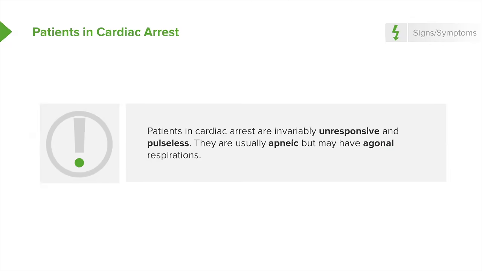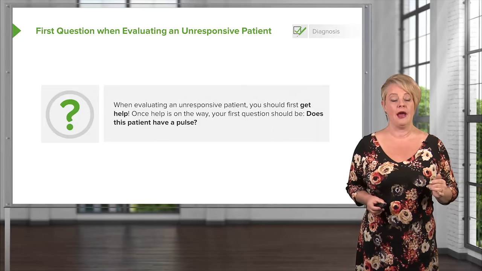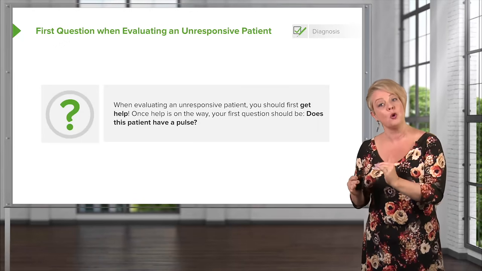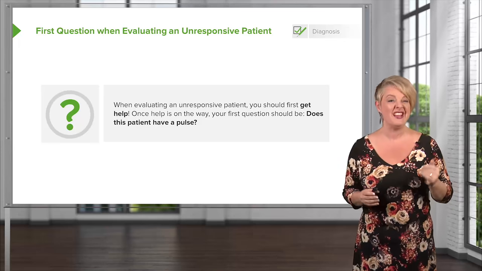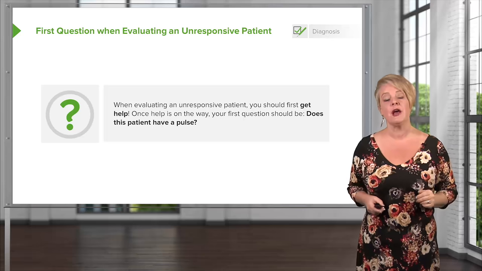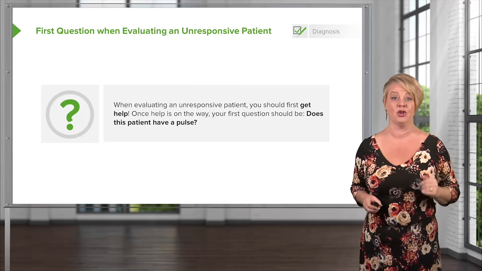When you see somebody in cardiac arrest, they are invariably, 100% of the time, unresponsive, pulseless, and most commonly apneic, although a few will have preserved agonal respirations or gasping. When you're evaluating an unresponsive patient, you want to always get help right away. Not every patient who's unresponsive is in cardiac arrest, but you should assume the worst case scenario. Assume that your patient is in cardiac arrest and that you need immediate backup. And even if your patient doesn't turn out to be in cardiac arrest, it's never a bad idea to get help because the things that make you unresponsive are never good.